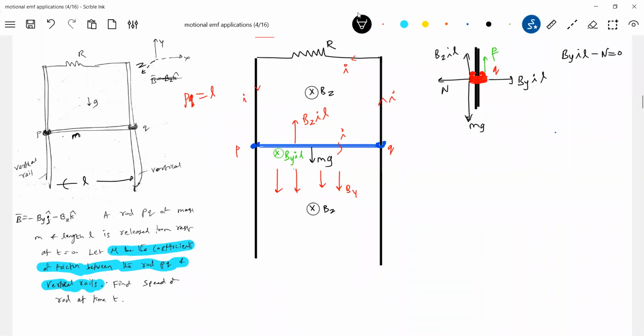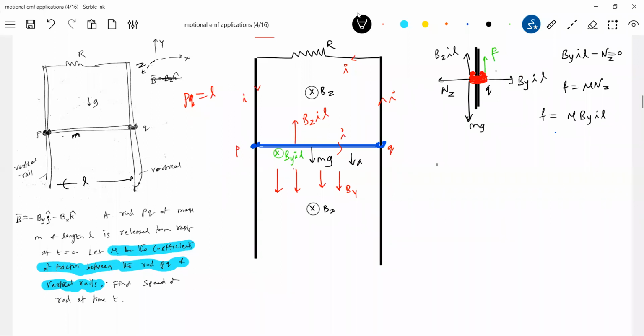So BY I L minus N equal to 0. Now what is the direction? Shall we put N_Z? Normal reaction along the axis it is. At both the points it will act, I'm just showing the resultant. So then what is F? F should be equal to mu N_Z. So frictional force equal to mu BY I into L. Let's write the equation now.